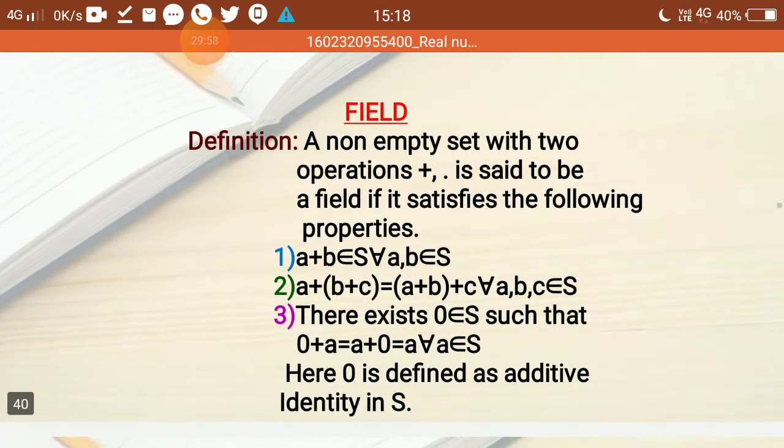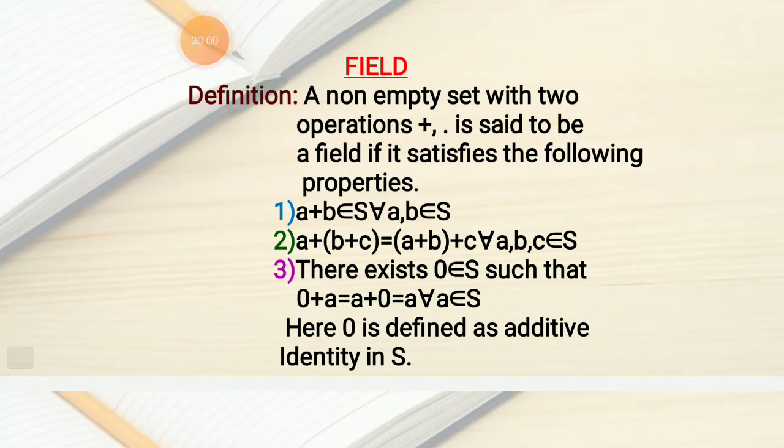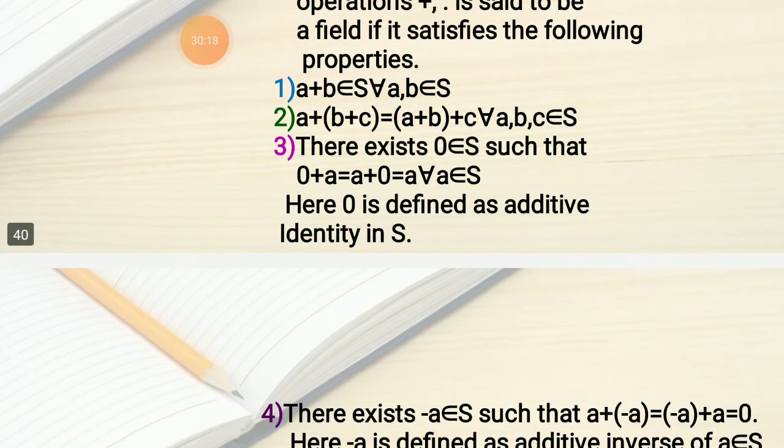Field. Definition: a non-empty set S with two operations, plus and dot, is said to be a field if it satisfies the following properties. The first one: a plus b belongs to S for all a, b belongs to S, that is, plus is a binary operation. The second one: a plus (b plus c) equals (a plus b) plus c for all a, b, c belongs to S. This is called the associative law with respect to addition.